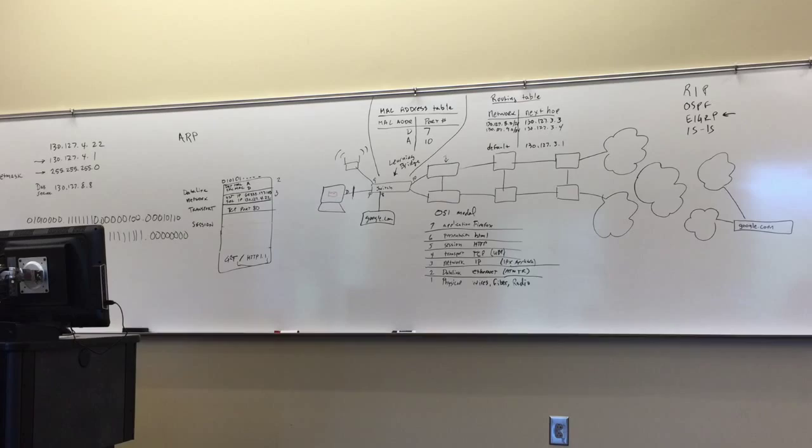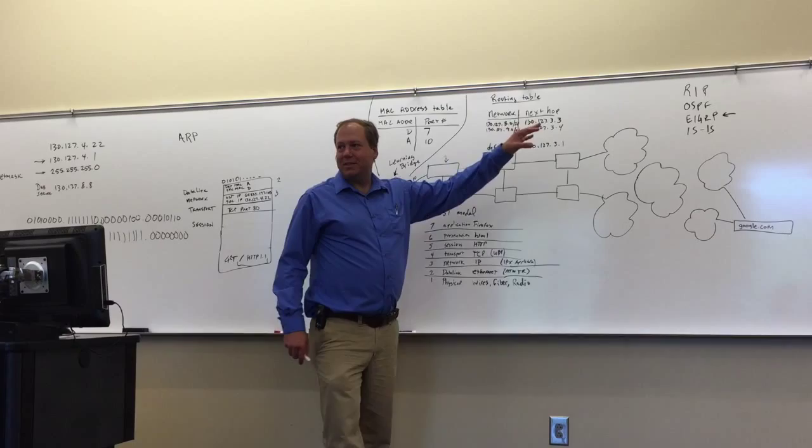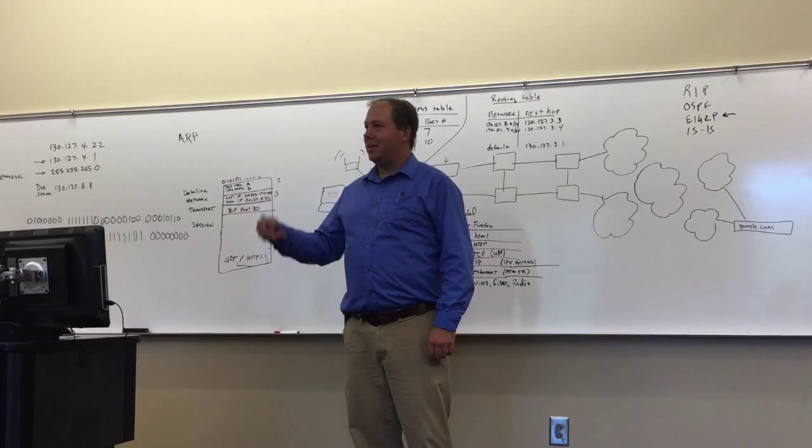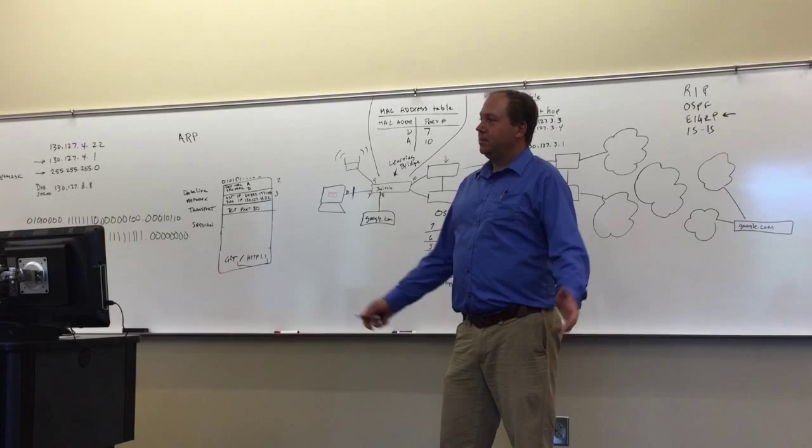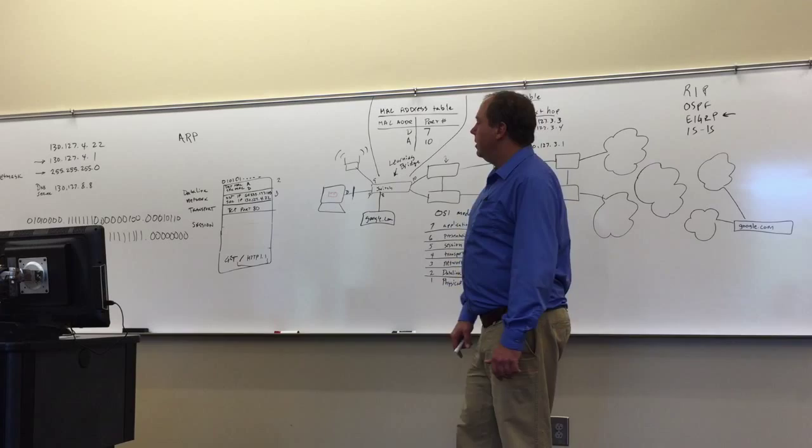So /24 is just a shorthand. This is the way we do subnet masks today. Instead of saying 255.255.255.0, I just say /24, and that means that there are 24 ones in the net mask. It's a 24-bit network. Stop me if this is throwing you off.